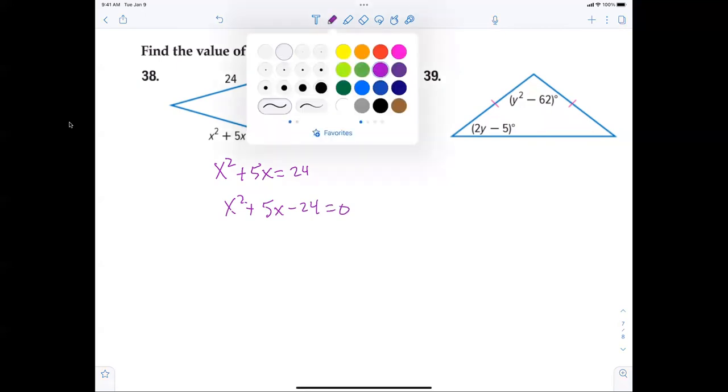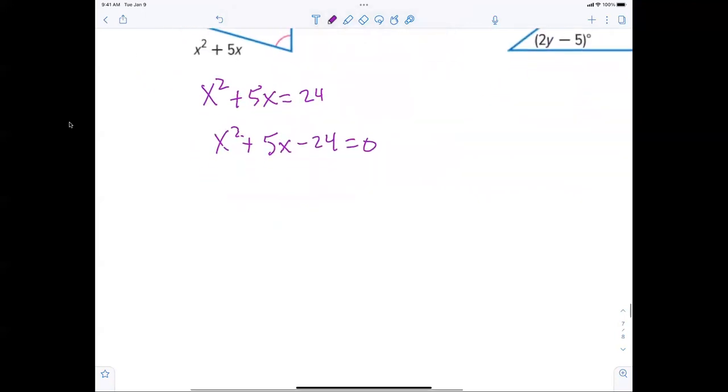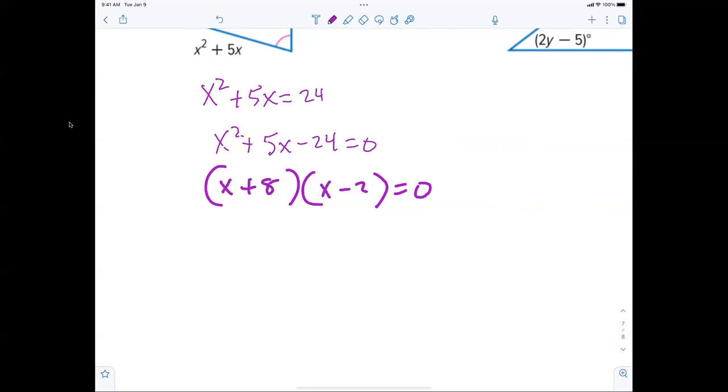Now, I want everybody to see if they remember how to factor. We said 2 sets of parentheses equal to 0. Come on, everybody's trying. I know it's been a while. What do you think? Parentheses x plus 8, parentheses x minus 3. You are amazing, kiddo. So now x equals what? Yes, x equals -8 or x equals 3.